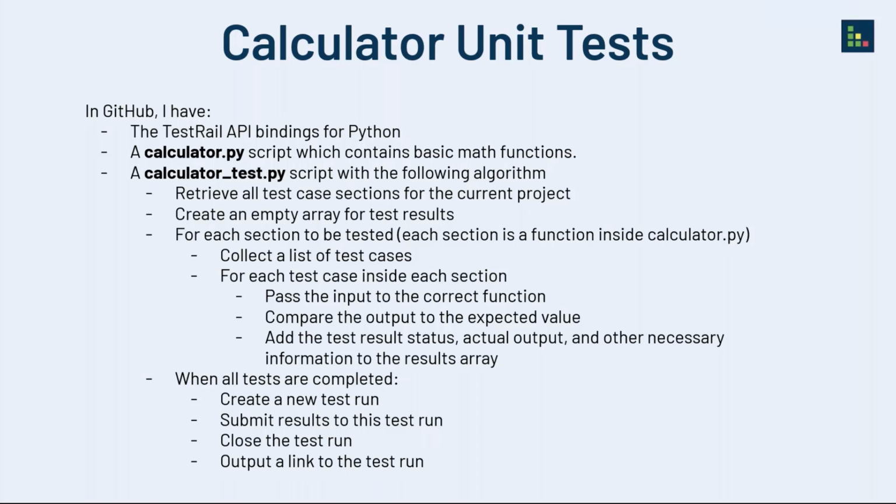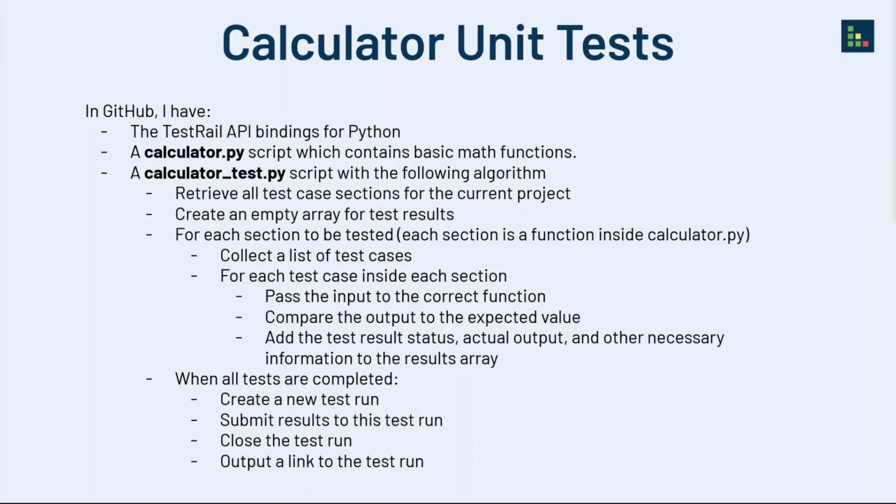And then when all of my tests are created, I will use the TestRail API to create a new test run. I will push all of my results to this test run, close the test run, and then output a link so that I can quickly open up that test run inside TestRail and view the results.